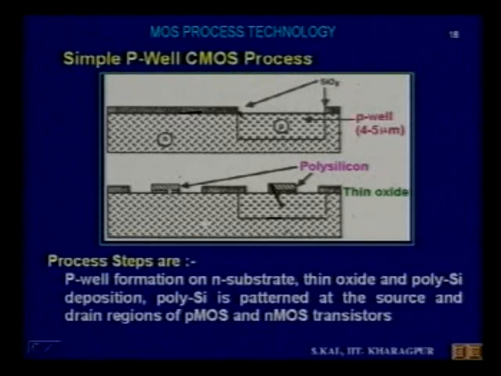Below that you see thin oxides are there. This is the gate oxide. This region is the field oxide, this region is the field oxide, here is the field oxide. The thin oxide is below this polysilicon. The hatched lines are the polysilicon, and below that is the thin oxide. Here is the thin oxide on gate regions only. Okay, polysilicon is patterned at the source and drain regions of the PMOS and NMOS transistors.